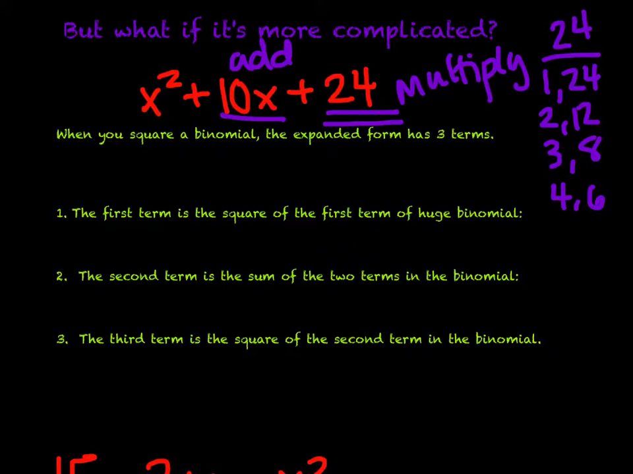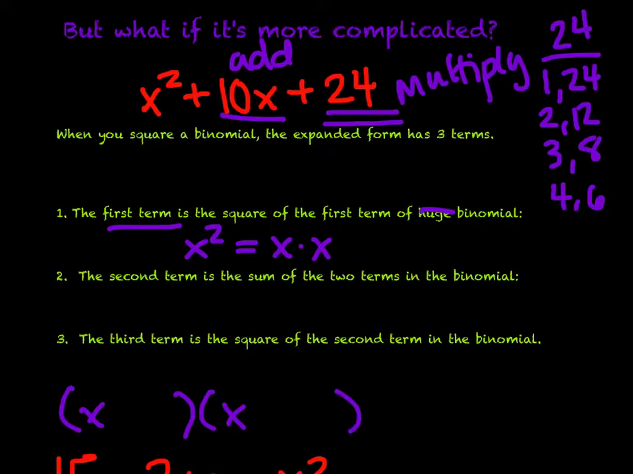So first things first, we need to talk about that first term again. Our first term is going to be the square of that first binomial. So x squared, we would break that down into x times x. So we know that our first term would be x times x. Our second term is going to be the sum of two terms in the binomial. So essentially we need to take that 24 and figure out which of these factors would get me 10.